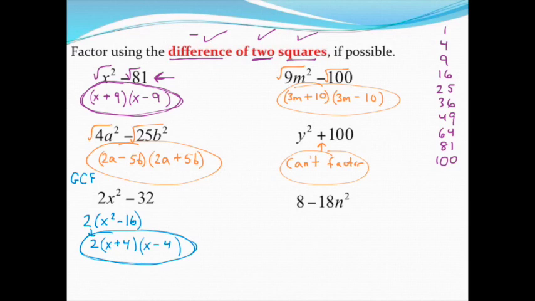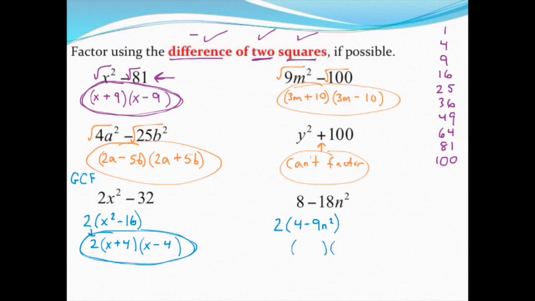And last up, same idea. 8 and 18 are not in our list of perfect squares. Do not take the square root of 8 and 18 and get decimals. That's not how this works. Once again, my greatest common factor is 2. So I've got 4 minus 9n squared. And now this meets the requirement to be factored using difference of two squares. There's two terms in the parentheses, there's a subtraction sign, and 4 and 9 are perfect squares.